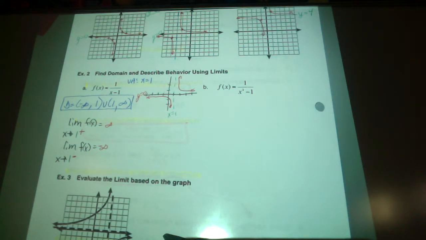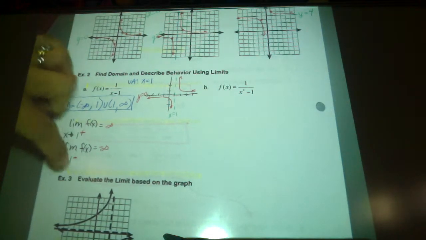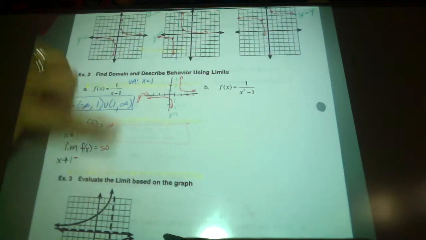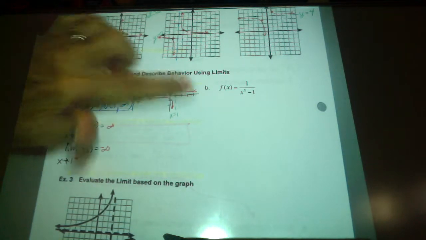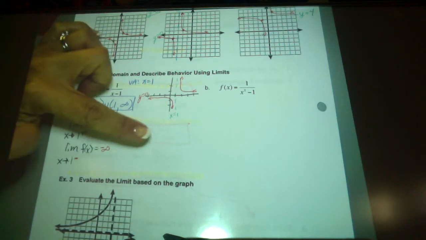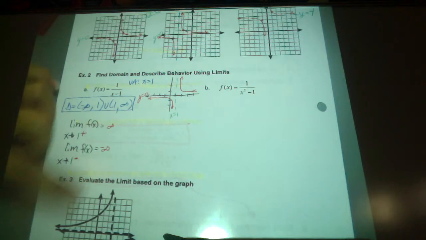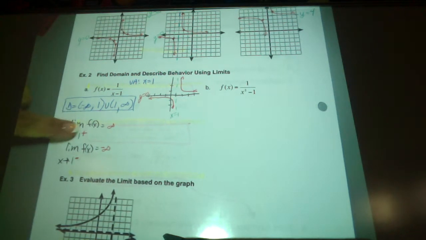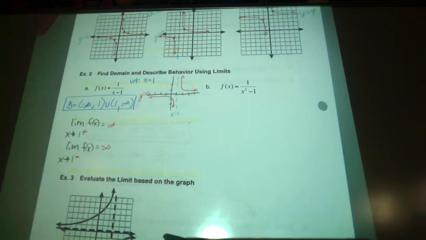What I want to introduce you to is the fact that the limit of the graph does not exist, and here's why. The right-hand and left-hand behaviors at 1 do not agree. For the overall limit to exist at 1, the left and right-hand behaviors have to agree. So although there's a right-hand behavior and a left-hand behavior, the overall limit does not exist.